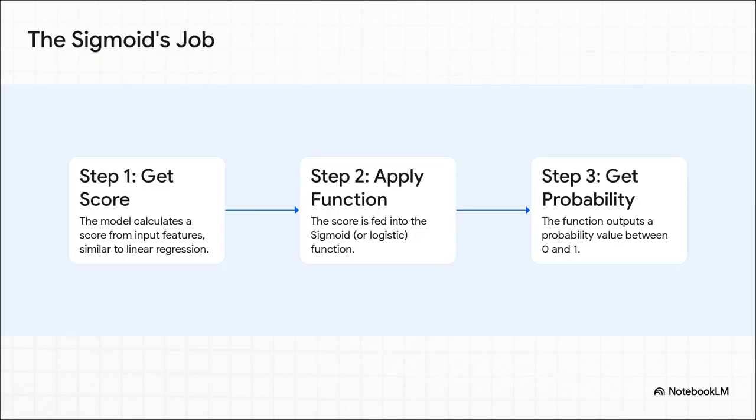So let's walk through its job step by step. First, the model looks at all the inputs and crunches the numbers to come up with a score. Kind of like what linear regression does. Then that score gets fed right into our magic sigmoid function. And then boom, out the other side comes a nice, clean probability. So a really high score might pop out as, say, 0.85, which is just an 85% chance.